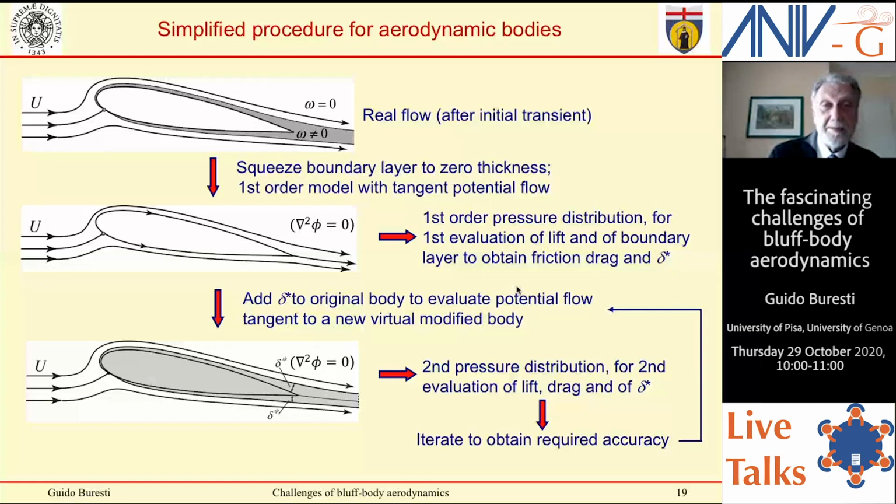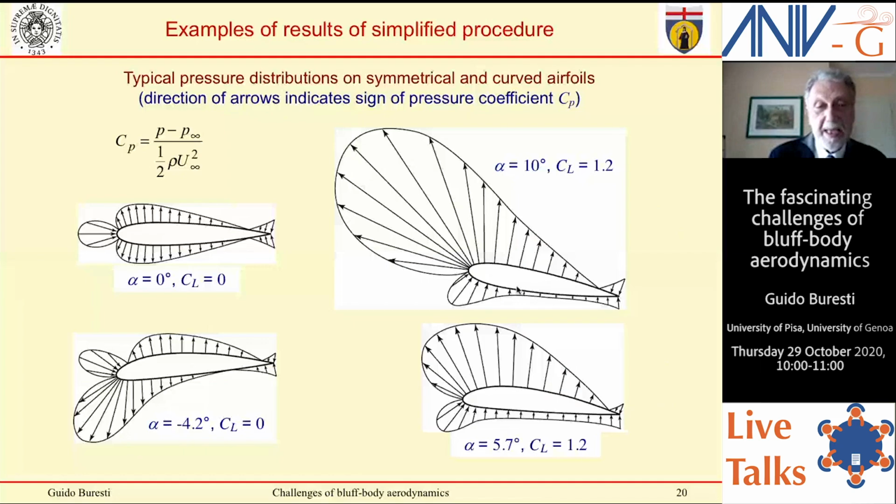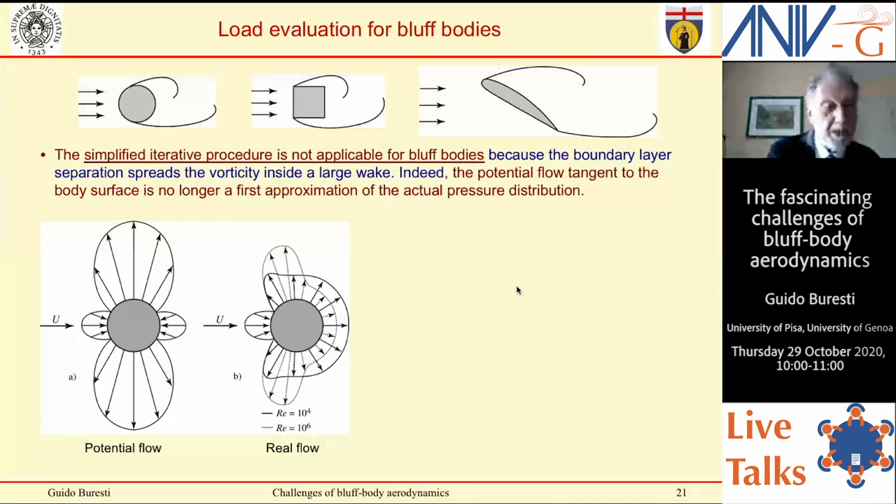And the airplanes were designed and the loads were predicted when obviously computers did not exist. So you get these nice pressure distributions, for instance, for different shapes of airfoils and angles of attack and so on. This is nice, but wind engineers are not that lucky because they have to deal with bluff bodies. And this simplified iterative procedure is not applicable for bluff bodies.